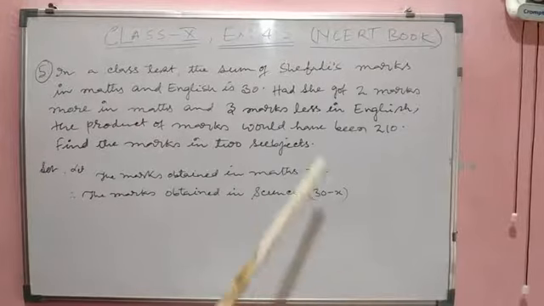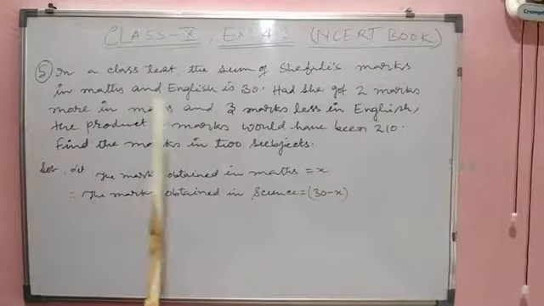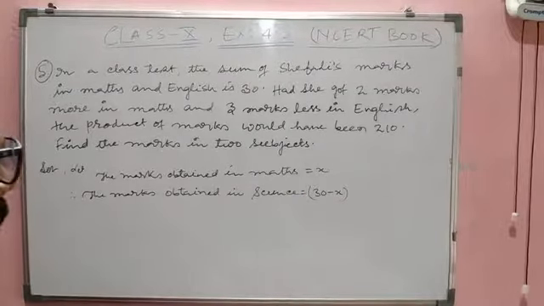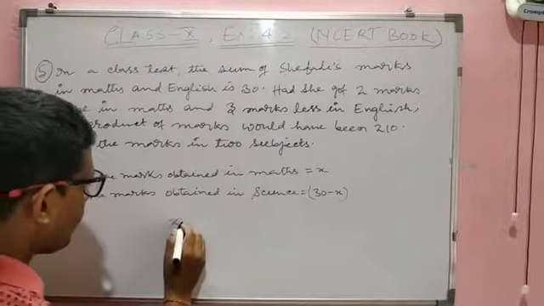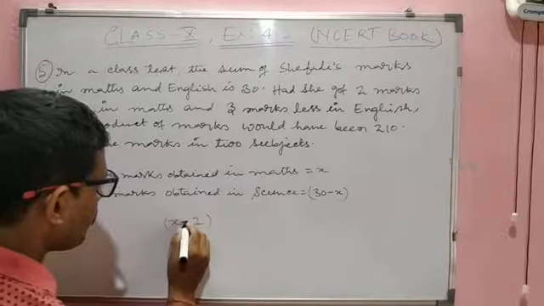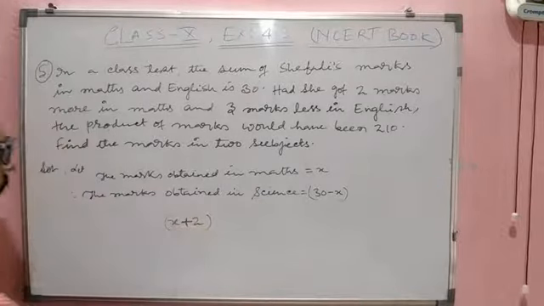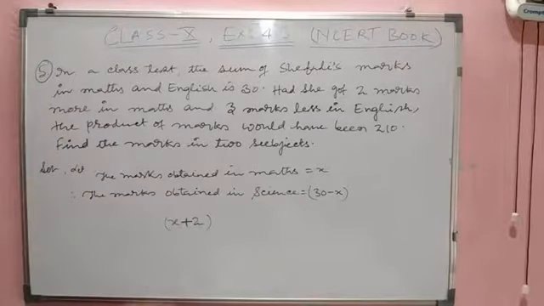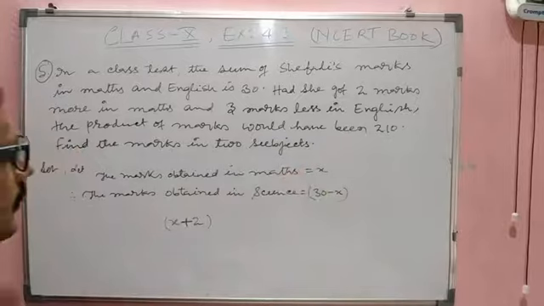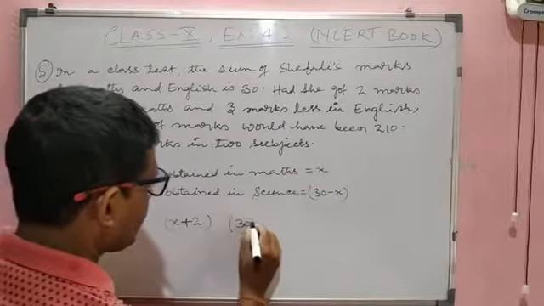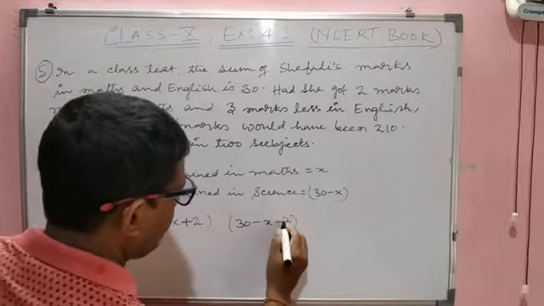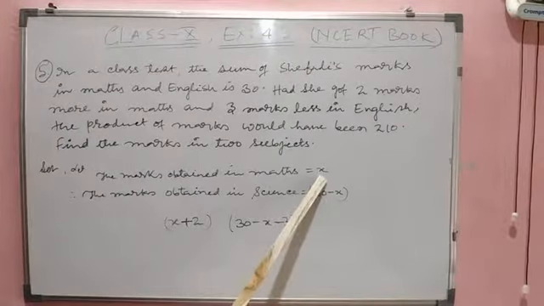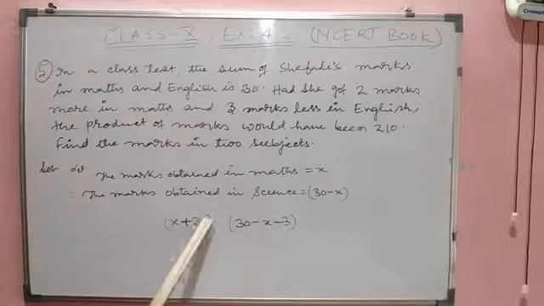So in the next step, given, had she got 2 marks more in maths? The marks in maths is x. 2 marks more, more means we get x plus 2. Got it? 2 marks more in maths means x plus 2, and 3 marks less in English means 30 minus x minus 3. Got it? Maths marks is x, 2 marks more means x plus 2.